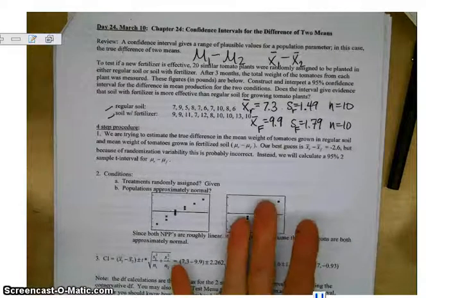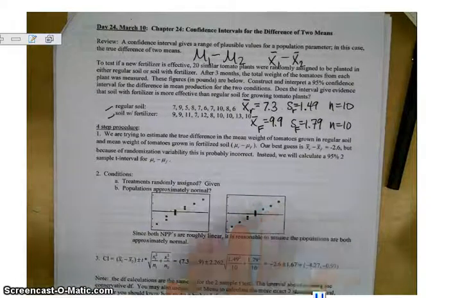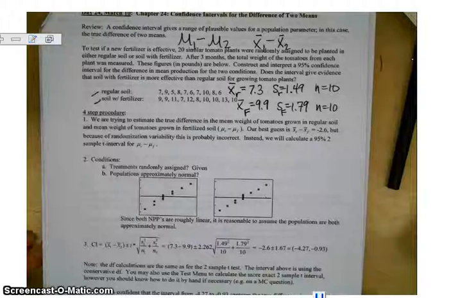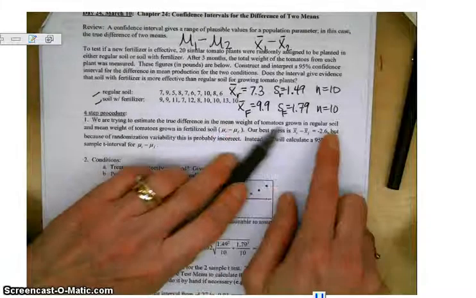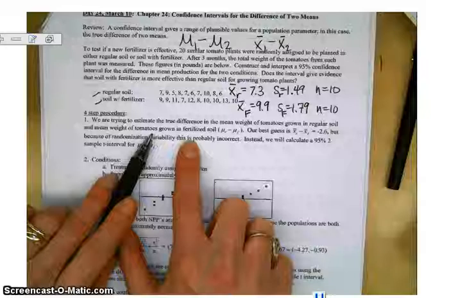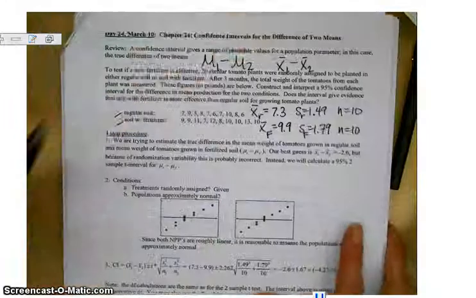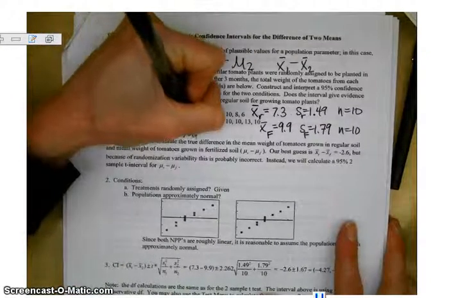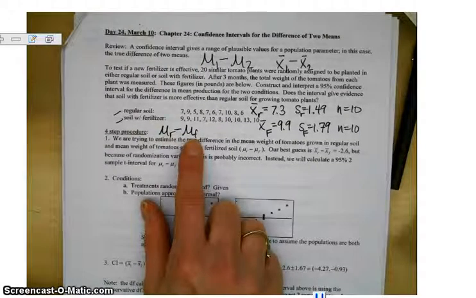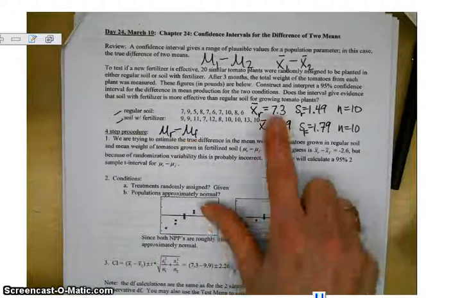So we have a 4-step procedure for doing the confidence intervals. It's the same as it was before. So we're trying to estimate the true difference in the mean weight of tomatoes grown in regular soil and the mean weight of tomatoes grown in fertilized soil. So we're finding the mean of regular soil minus the mean of fertilized soil. That's the true mean we're looking for. Our best guess is this difference right here.